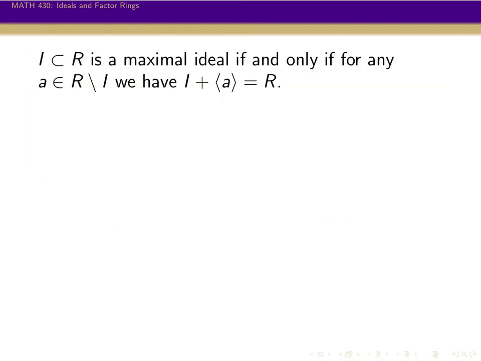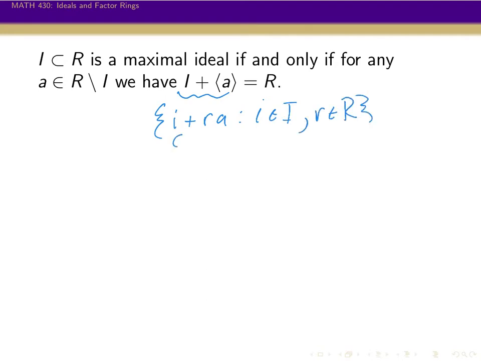Okay, so what does it really mean to be a maximal ideal? Well, we say that I is a maximal ideal if and only if, when you take something a that's not in I, and then you look at I plus the ideal generated by a, this is shorthand notation for I plus all the multiples of a, where i is in I and r is in the ring.